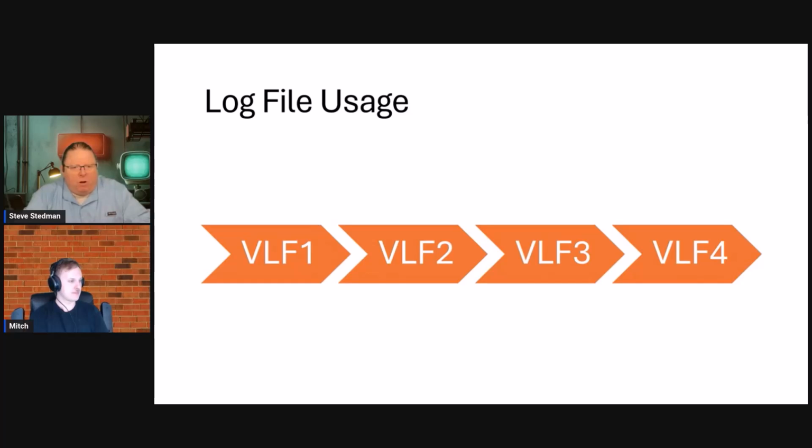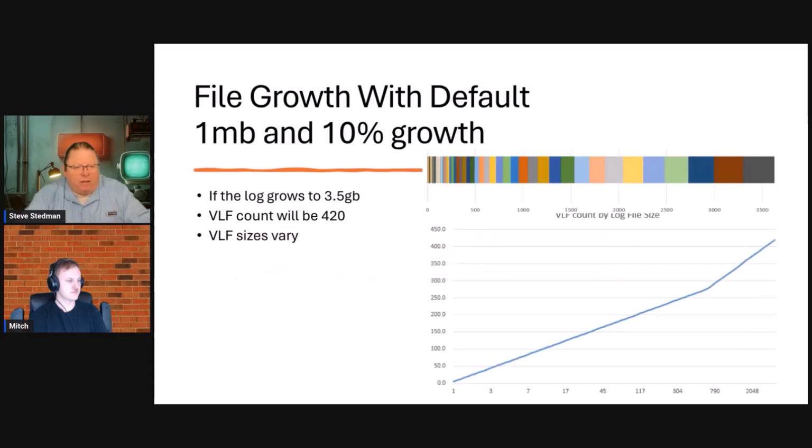But as the file grows, it just puts on these chunks of varying sizes. As it grows, it just keeps putting these on the end of the file. And unless you do something to manually clean them up, the file gets allocated and it doesn't get cleaned up. So let's look at an example here.